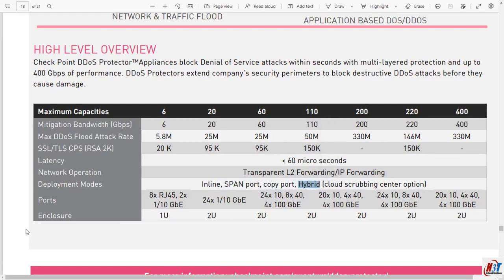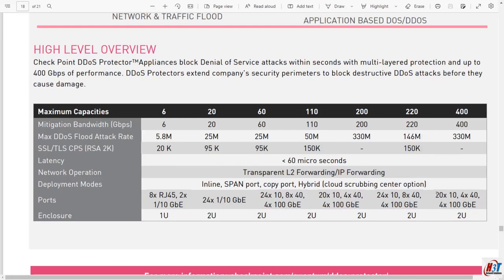You do have that. Ports that you get here is 8 into RJ45 and 2 into 1 GB or 10 GB on the 6 model, and on the 20 model you get 24 into 1 or 10 GB Ethernet. On the 60 you get 24 into 10, 8 into 40, and 4 into 100 GB Ethernet. On the 110 you get 20 into 10, 4 into 40, and 4 into 100 GB Ethernet. And then on these 200 and 220 you get similar 24 into 10 and 8 into 40 GB and 4 into 100 GB Ethernet ports.